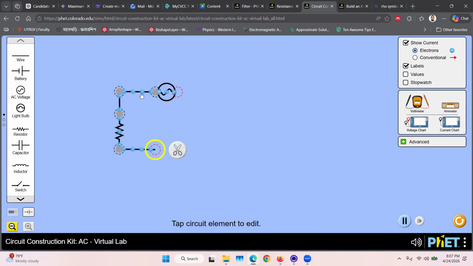See, this is the sign for the resistance. This is the sign for the light bulb. This is voltage. This is the light bulb. This is not, so let me cross this one. This is the AC voltage, and we are not making AC. AC is alternating current. DC is direct current.